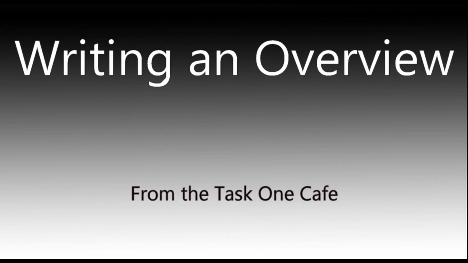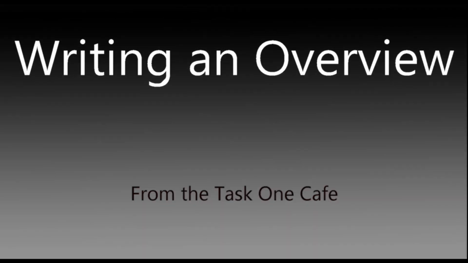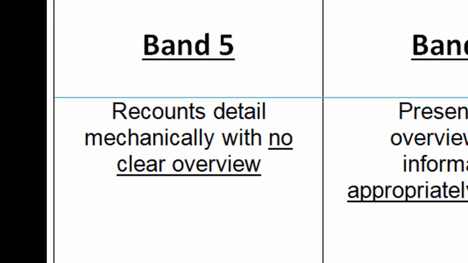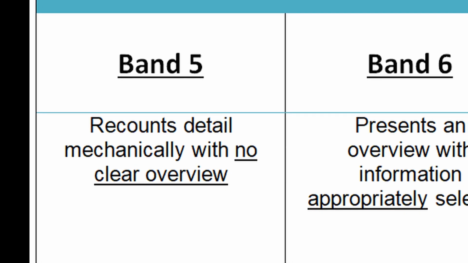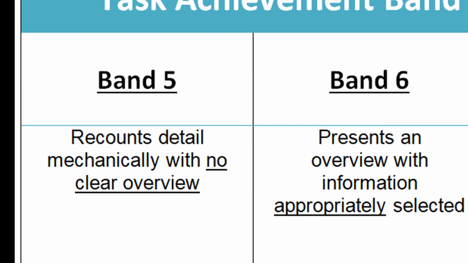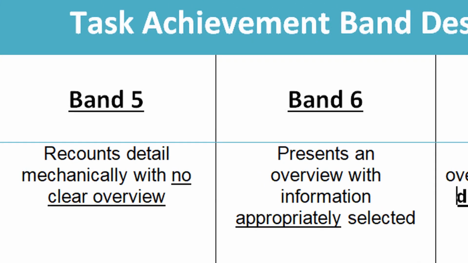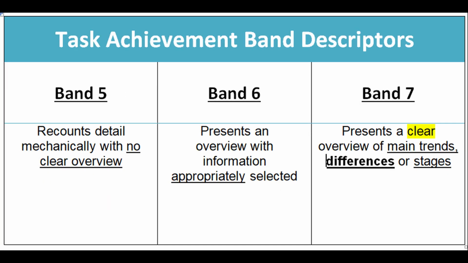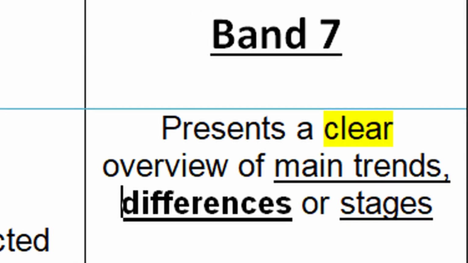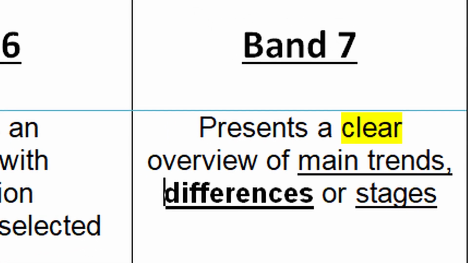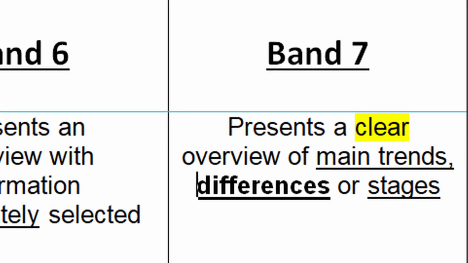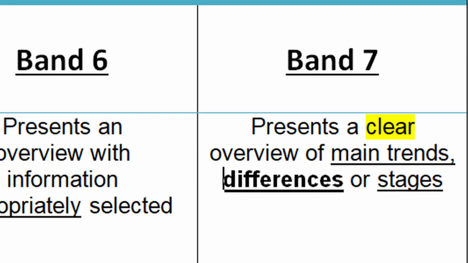In Task 1 of the IELTS writing paper, the overview is definitely the most important part of the essay. If you do not include an overview, or if your overview does not include information that was chosen appropriately, you will not achieve above a band 5. If the overview is unclear, or doesn't report the main features, trends, or make comparisons, you will not score above a band 6 for task achievement.